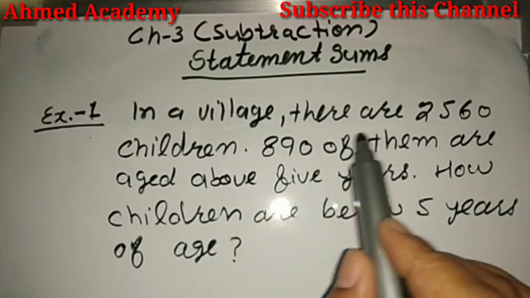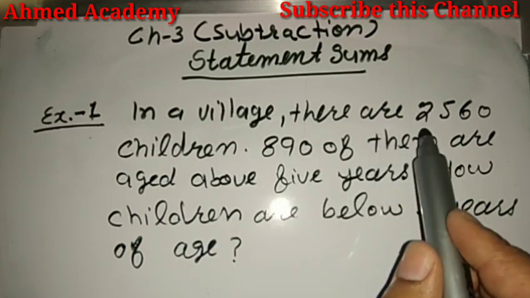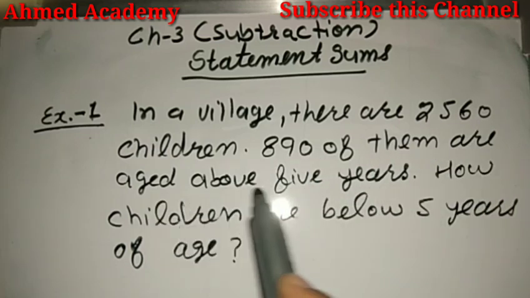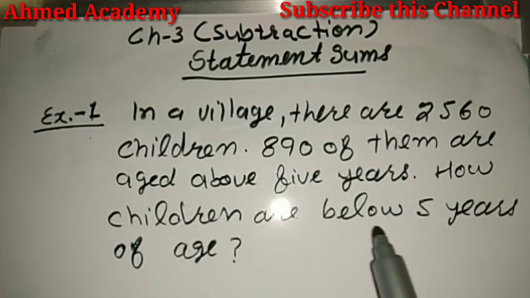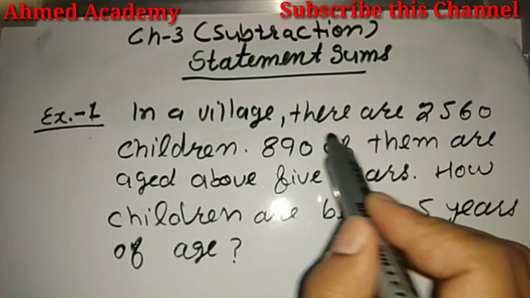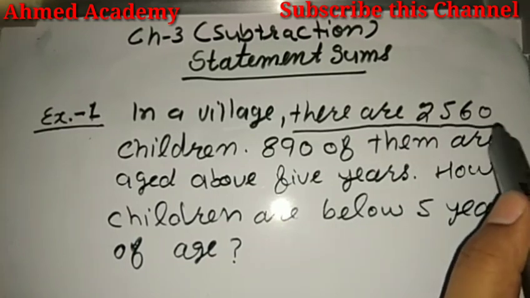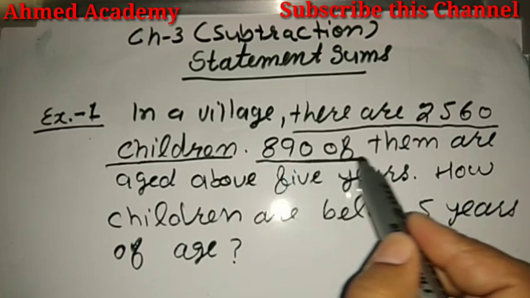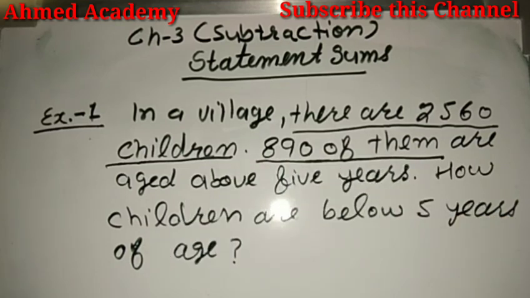So in the village there are 2,560 children. 890 of them are aged above 5 years. How many children are below 5 years of age? So underline the important information here. The total number of children in the village is 2,560 and 890 of them are aged above 5. So these two pieces of information are given. Now we have to solve.